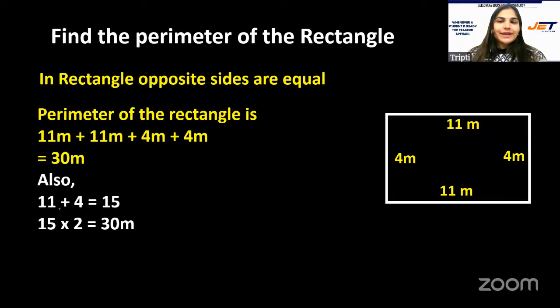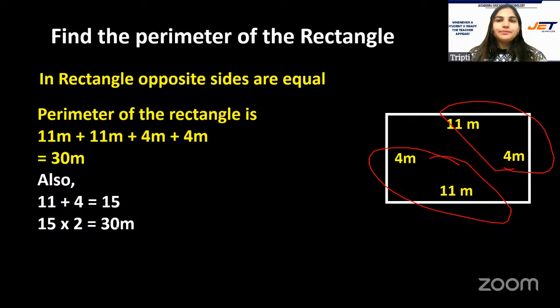Also, you can do it like 11 plus 4, which is equal to 15. And as there are two pairs, this is the first one, and this is the second one. So what you can do, 11 plus 4 times 2. 30 meters. You don't have to add all the numbers again and again.